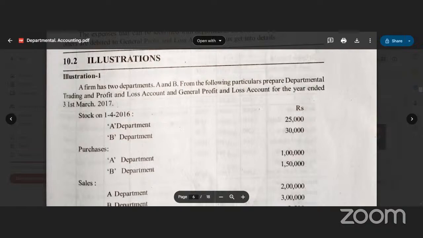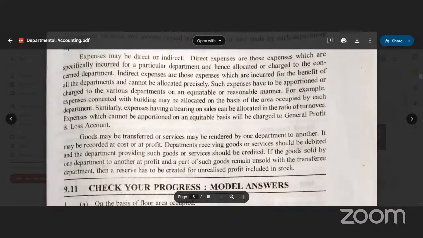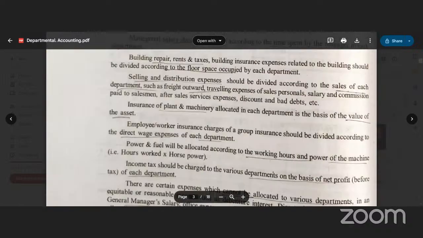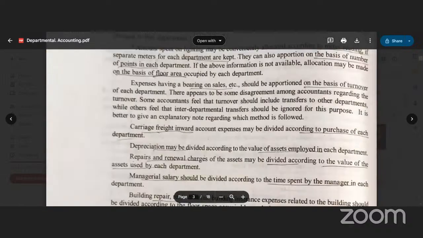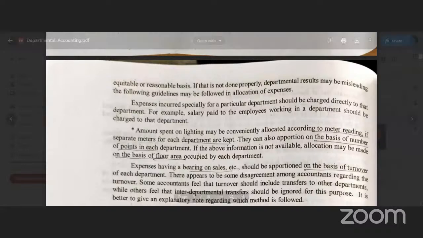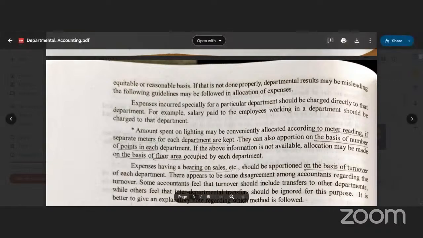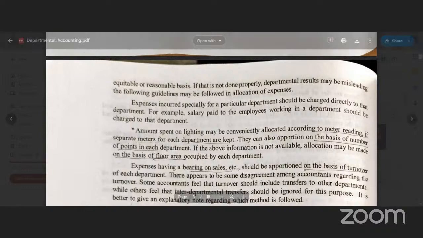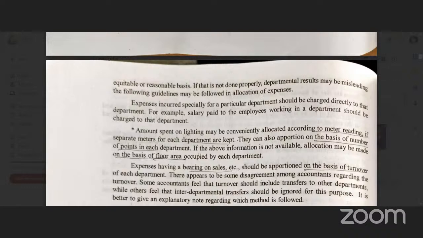So like that, if you see here, allocation of expenses, the first one, lighting. According to the meter reading or power points, he will allocate. If the meter reading is given, that is, if he keeps separate meters for each floor, accordingly; if not, power points. The lighting has to be allotted. And if nothing is given, based on the floor area itself, we are supposed to allocate.